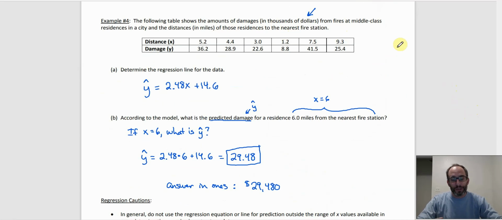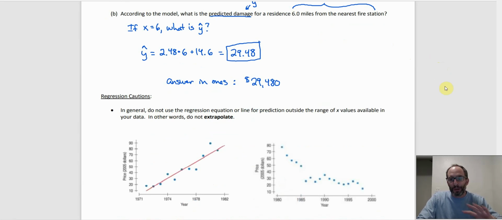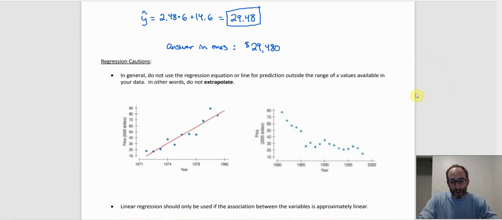But if we wanted to know the predicted damage for a residence 20 miles from the nearest fire station, our model doesn't really support that. Because that's going way out there, and at that point we don't even know if it should be a linear pattern anymore. Maybe when it's that far away, there's some increase in slope or something that happens due to other factors, because you have to go 20 miles. That's pretty far for a fire truck to have to go. So you can't really go that far out there. And that's the idea with extrapolation.